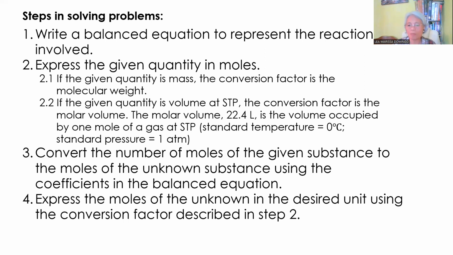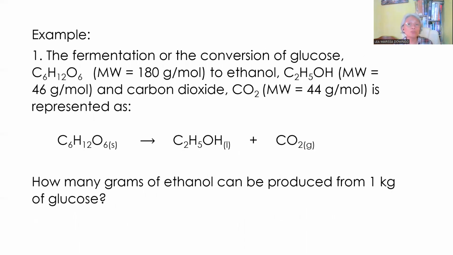So, let's have some examples. For number 1, the fermentation or the conversion of glucose, C6H12O6, with molecular weight 180 gram per mole, to ethanol, C2H5OH, with molecular weight 46 gram per mole, and carbon dioxide, CO2, molecular weight 44 gram per mole, is represented by this equation.